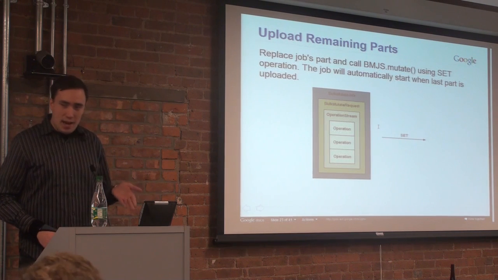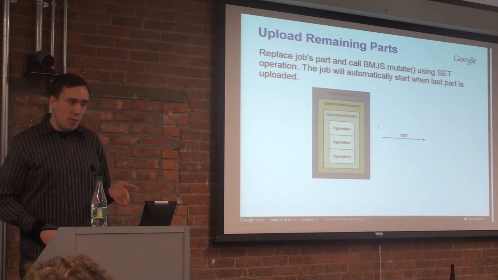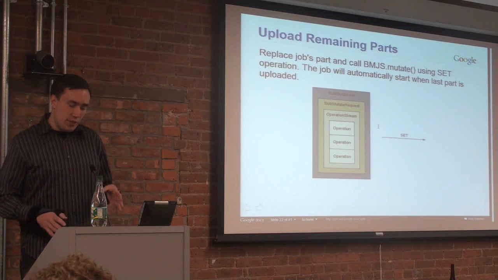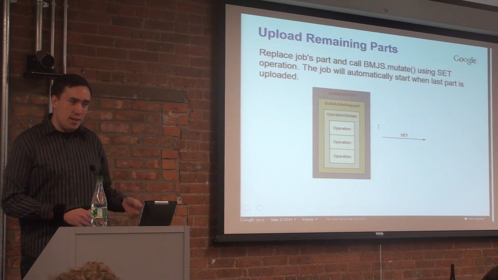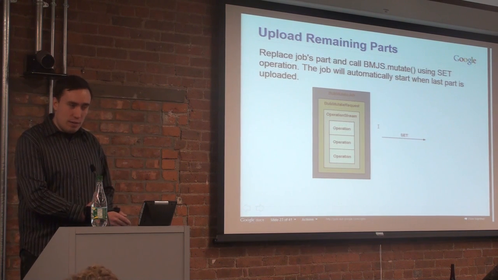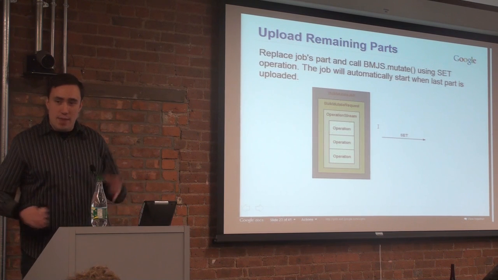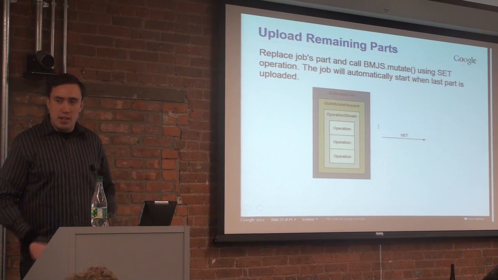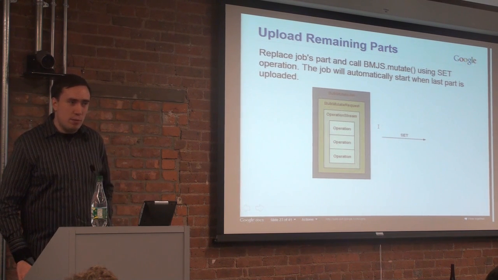So the job has one slot for the bulk mutate request, one slot for the part. On creation of the job, you send in the first part with add, and then to upload the remaining parts, you just swap out the bulk mutate request with the next one, and then call set and set again until all of your parts have been set on the job, or uploaded to the server.